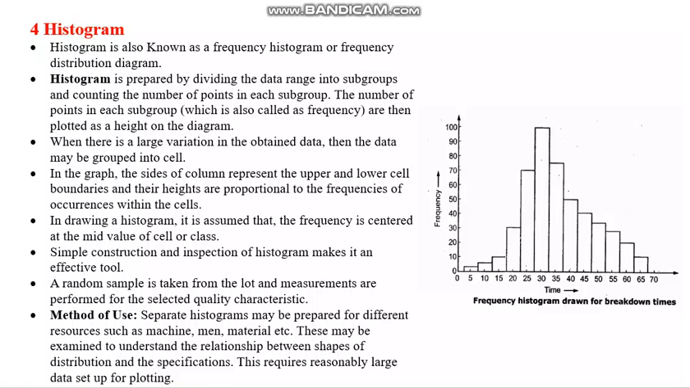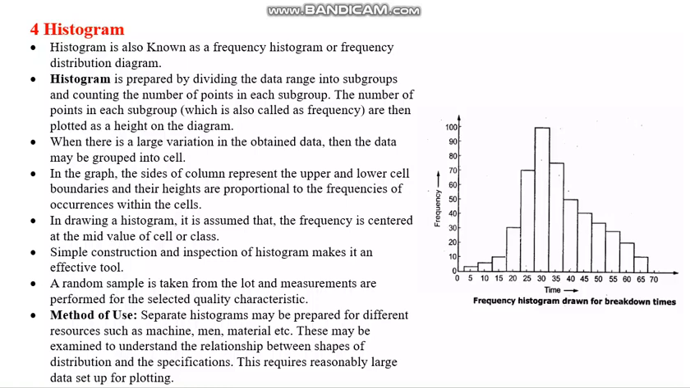A random sample is taken from the lot. Normally, there may be a heap of products or workpieces. From that you take a random sample and take the measurements to get the quality characteristic. Separate histograms may be plotted for different resources, like machines separately, men separately, material separately, etc. These may be examined to understand the relationship between shapes of distribution and specifications.